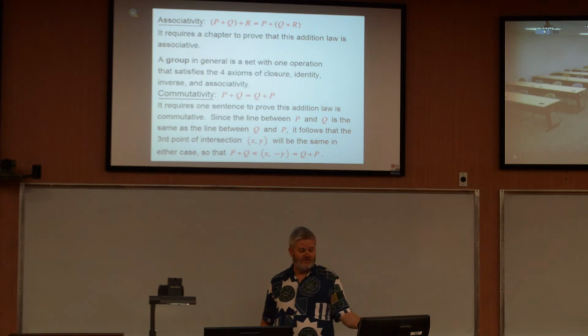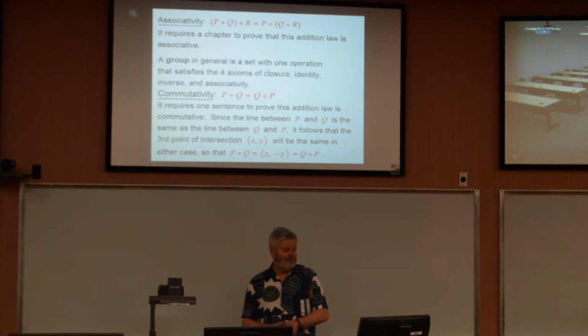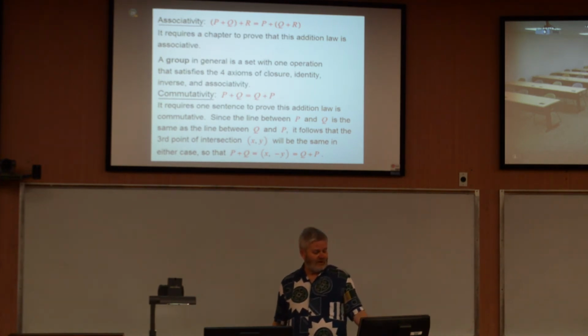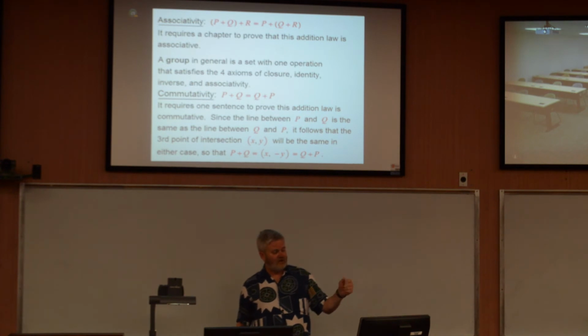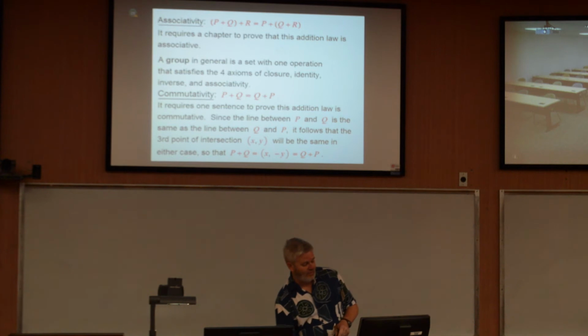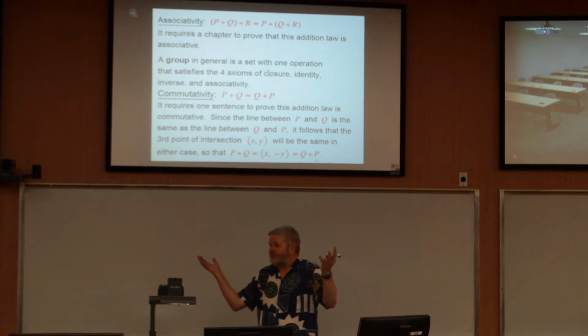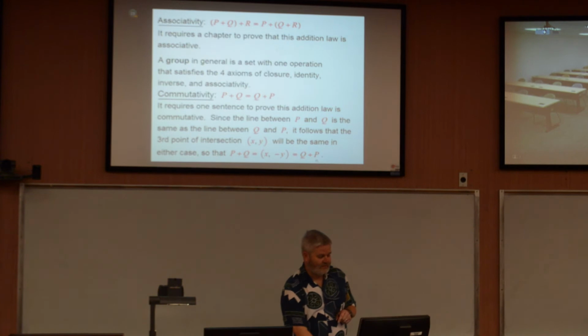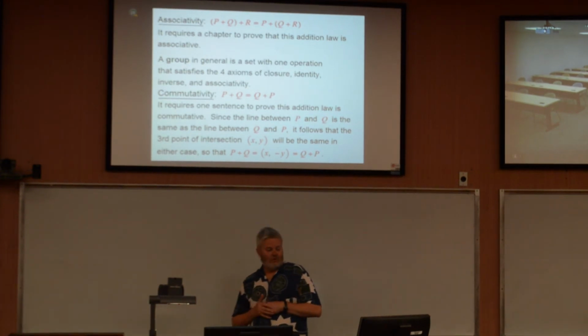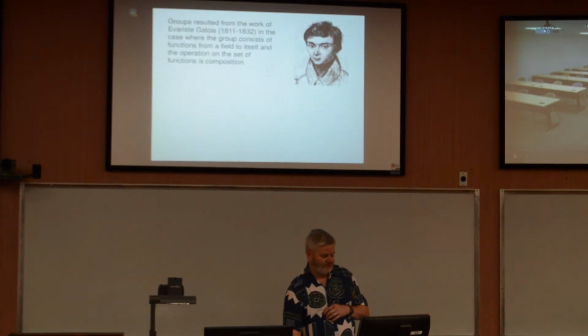Now, the proof of commutativity is real easy. It takes one sentence. The sentence is, since the line between P and Q is the same as the line between Q and P, it follows that the third intersection point (x, y) will be the same either way. And so when you negate the y value, you get the same point. So P plus Q will be the same as Q plus P. It's a real easy proof of commutativity. So when you have a group that's commutative, we can say it's abelian.